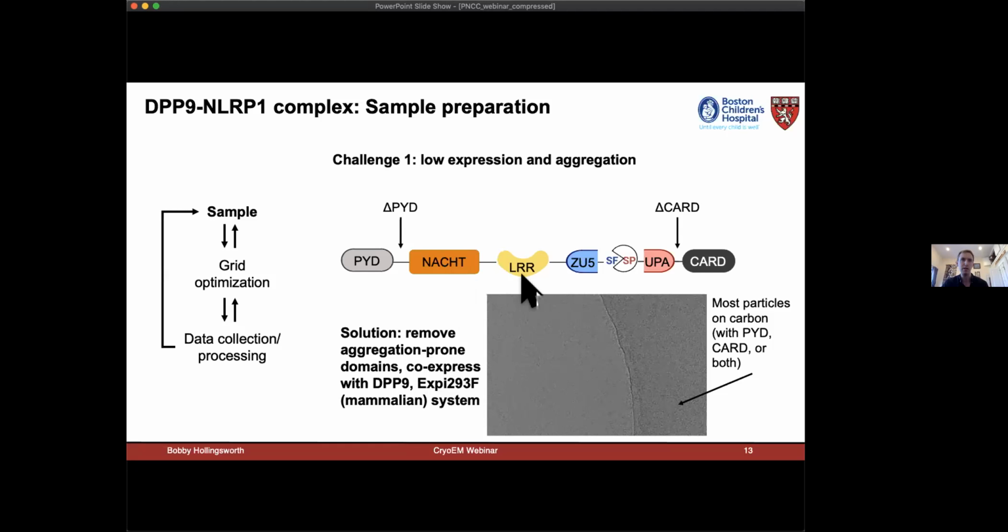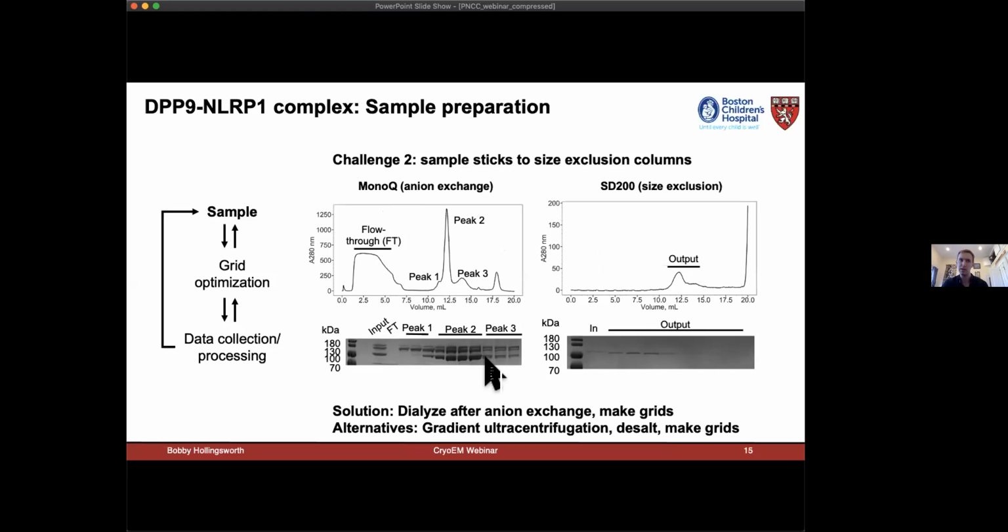And I immediately noticed that the full-length protein would migrate to the carbon and was pretty aggregated in cryo-EM grids. And so I decided to truncate these two self-oligomerization prone domains called pyrin and CARD. And so these are known self-association domains, and fortunately for us, didn't make up the DPP9 binding interface. And upon doing that, the grids looked much better and the protein was better behaved, expressed much more highly as well. And so with this truncated protein co-expressed with DPP9, we could move on to optimizing the purification.